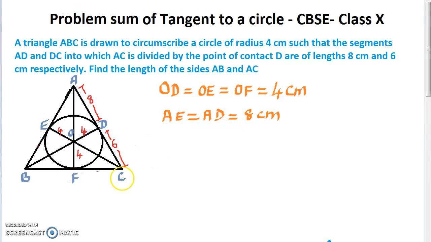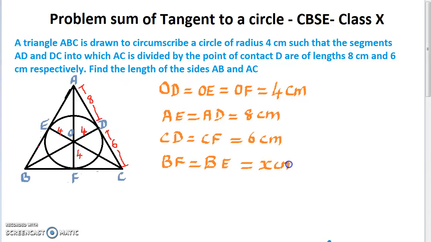In the same way, the tangents from point C are CD and CF, which are going to be of equal measurement. So CD equals CF equals 6 cm. The two tangents from point B are BF and BE, whose lengths are not given. So let's suppose it as x. So BF equals BE equals x centimeters.